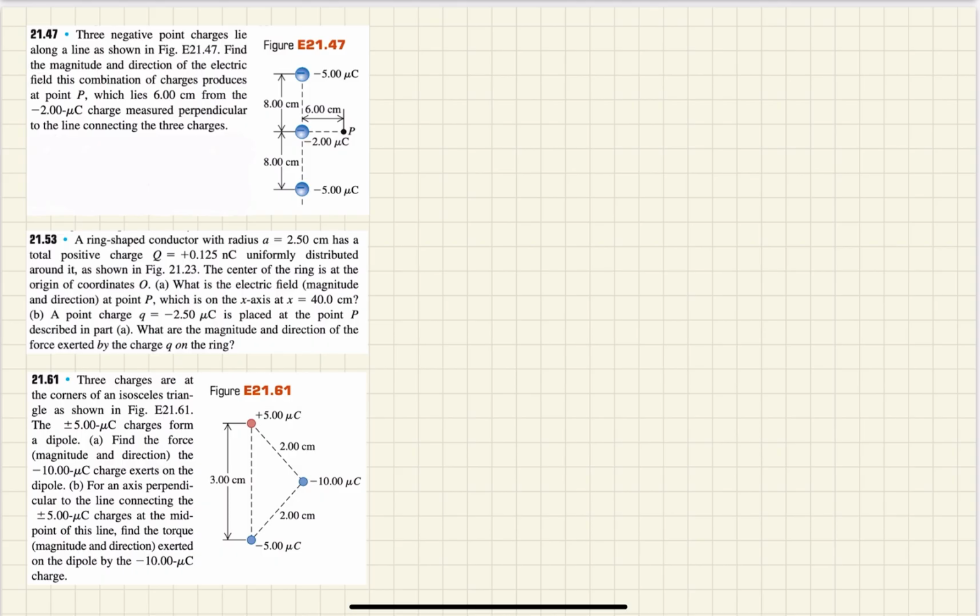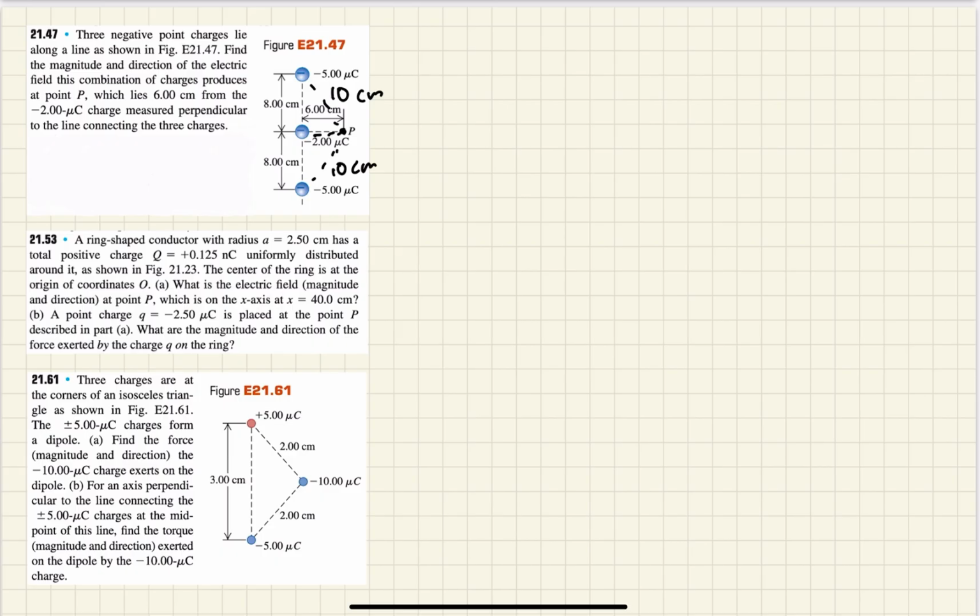Okay, what's this problem? 3 negative point charges lie in a line. Find the magnitude and direction of the electric field this combination of charges produces at point P. So we have this point P, and you have 3 different electric fields. And so we're going to have to do that vector sum I was talking about earlier. So this distance is 6 centimeters. That's 8 centimeters. And by the Pythagorean theorem, that means this is 10 centimeters, as is this. It's a nice Pythagorean triple. This charge is negative 2 microcoulombs. Microcoulombs is just 10 to the negative 6.